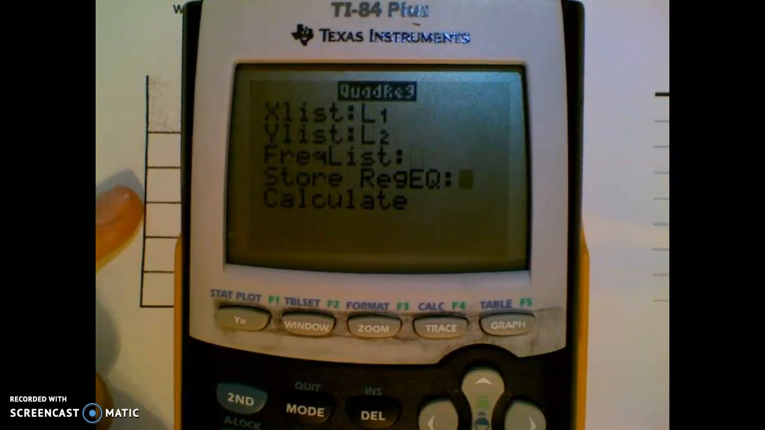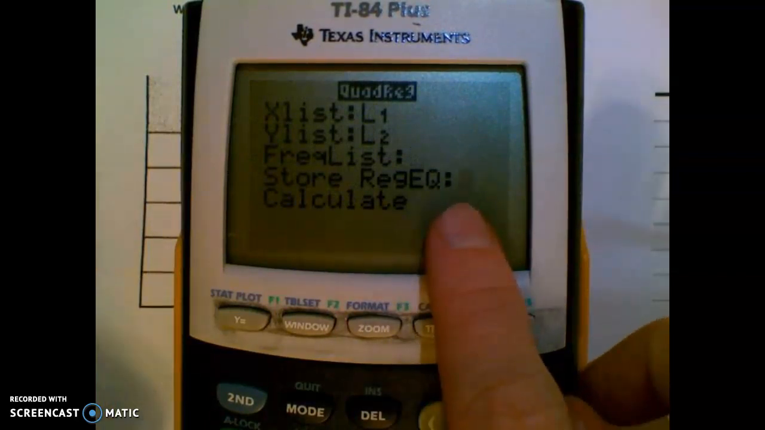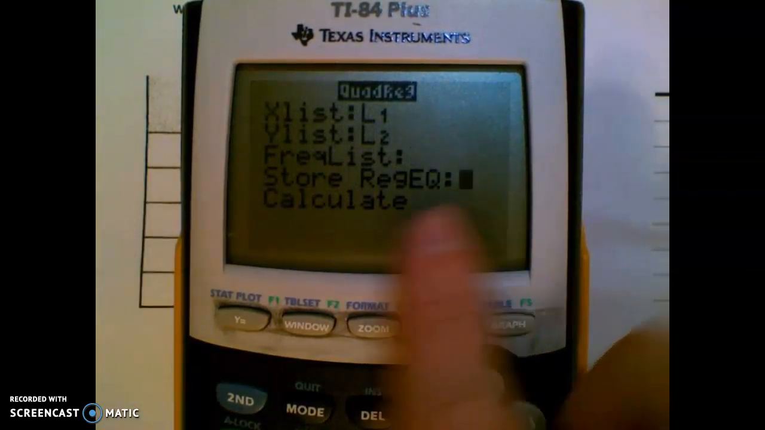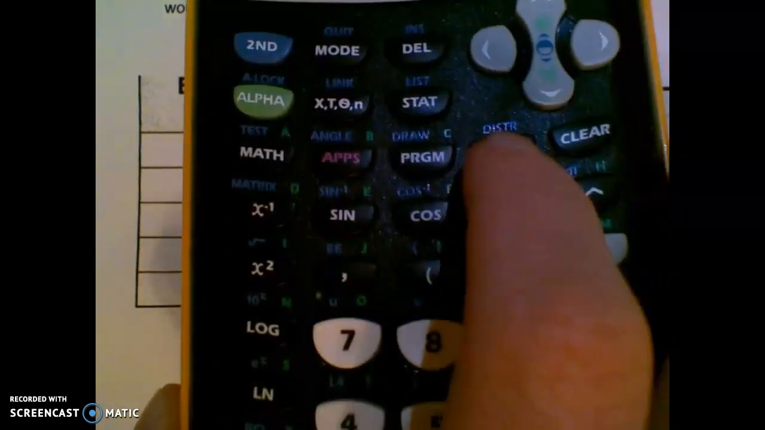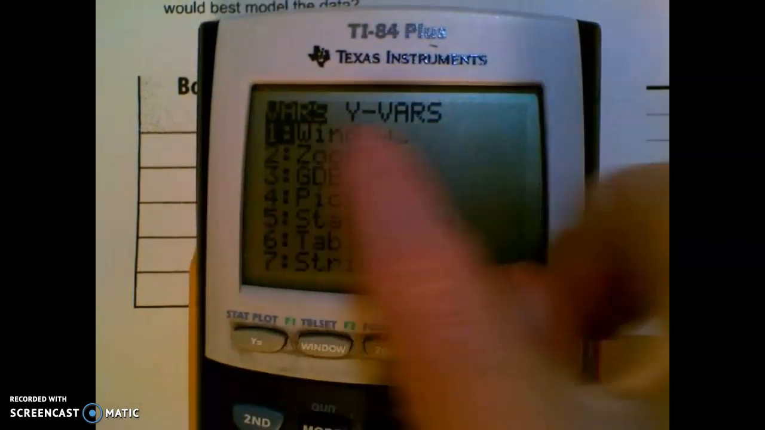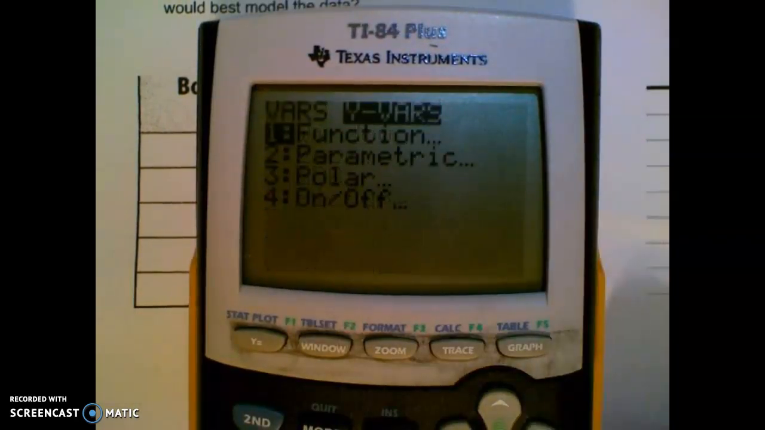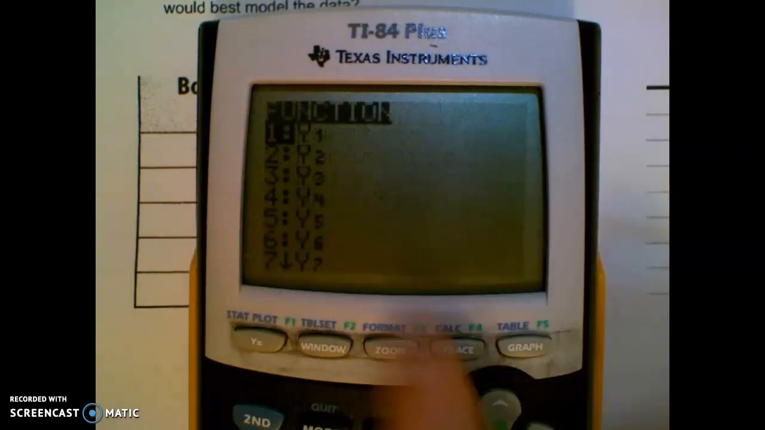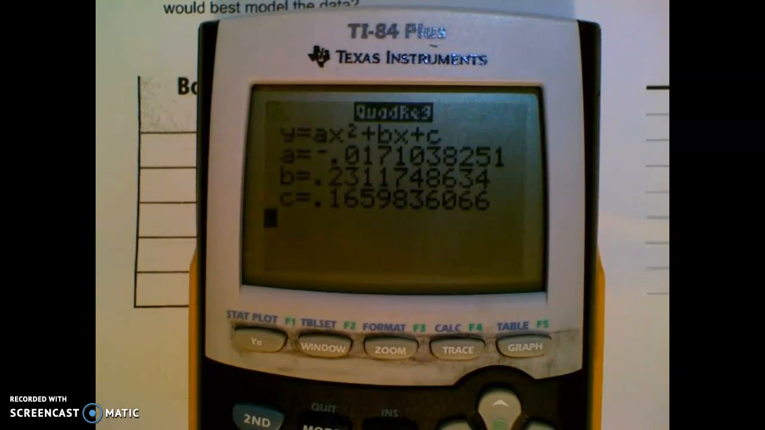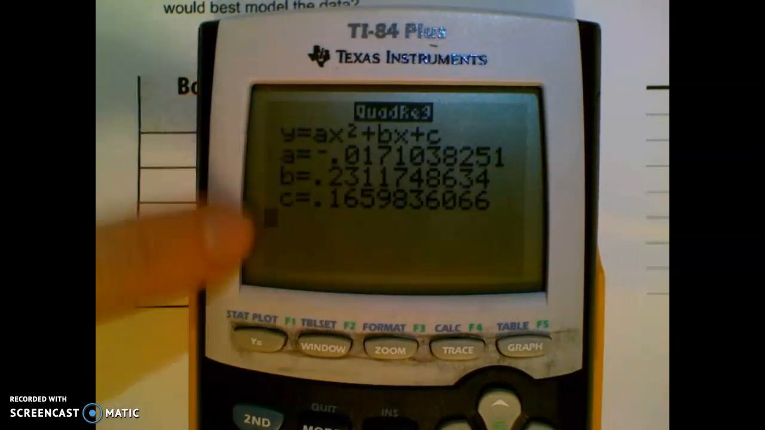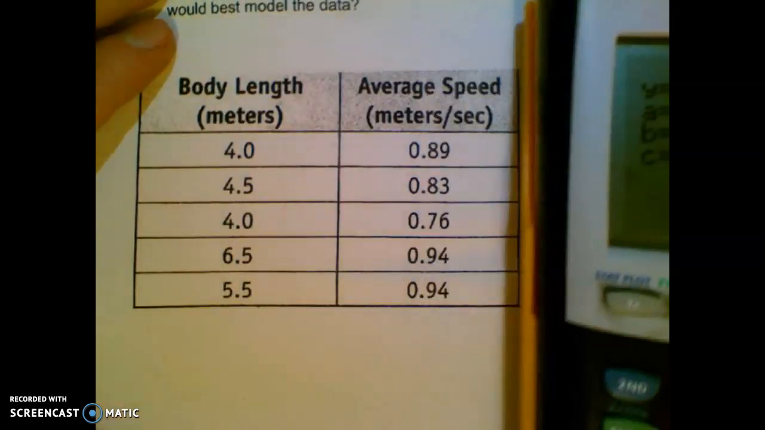I do want to graph that equation in my window, so I'm going to store the regression equation by pressing the vars key. Go over to Y-vars with the right arrow key, press enter to get function, enter to get Y1, and press enter again. It's going to give you all your stuff for your quadratic regression, so that's my answer.